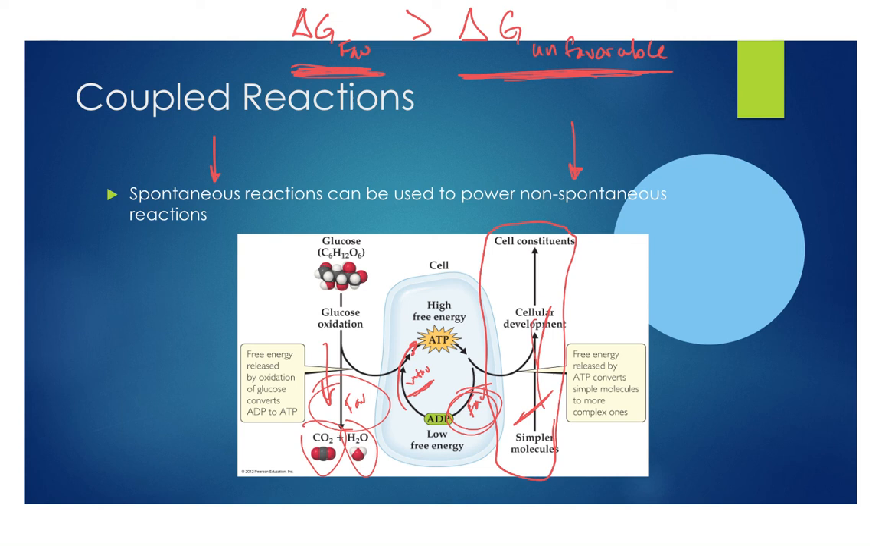So that's it. Those are the basics of free energy and understanding Gibbs free energy. Go ahead and make sure you add summary and questions to your notes. Thanks.